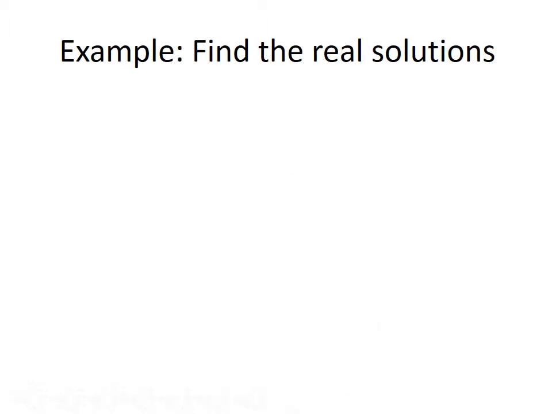So let's try another example. Again, we want to find the real solutions using the quadratic formula for the equation 4t squared plus t plus 1 equals 0. Take a few minutes and see if you can work through this on your own, and when you're ready, continue the lecture. First, we'll identify the coefficients of our quadratic equation. a is equal to 4, b is equal to 1, and c is equal to 1. So these will be the values that we plug into the quadratic formula.